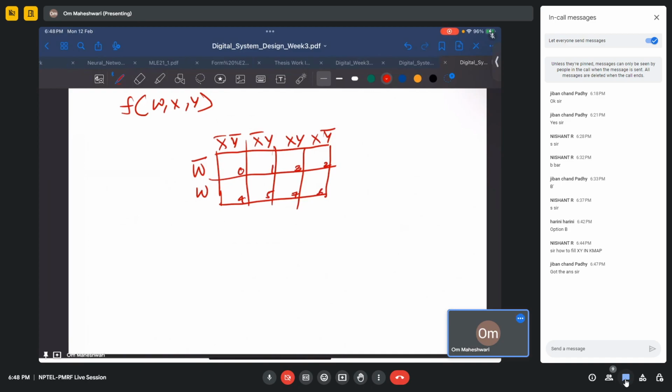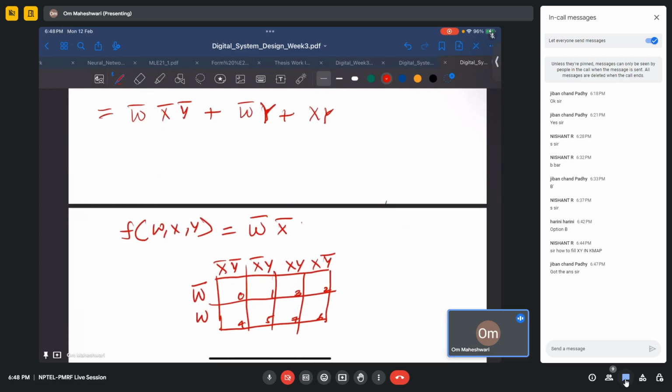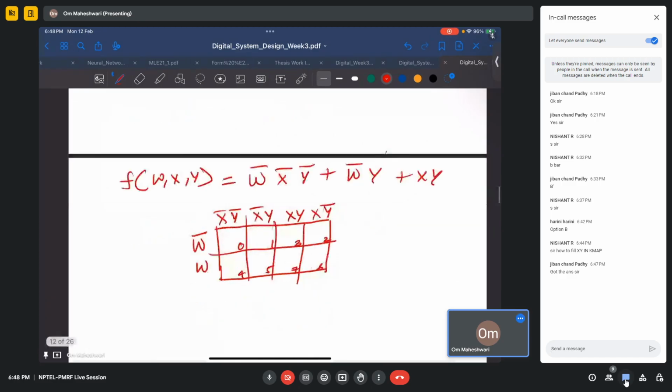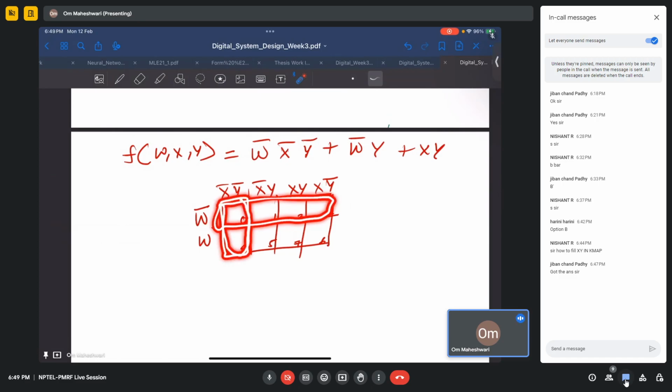Anyways, so your function now is that you have to fill w bar x bar y bar plus w bar y plus xy. So now you have w bar x bar y bar. W bar is this row. X bar y bar is this. So w bar x bar y bar will be the intersection of this, that is this block. So I'll write one here.